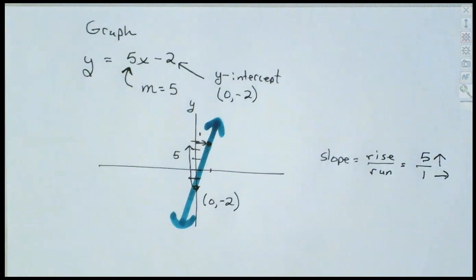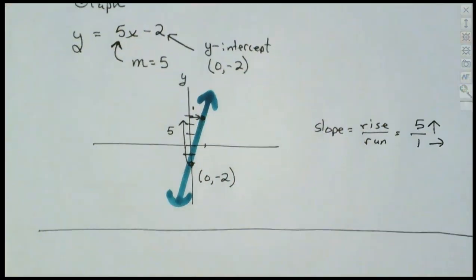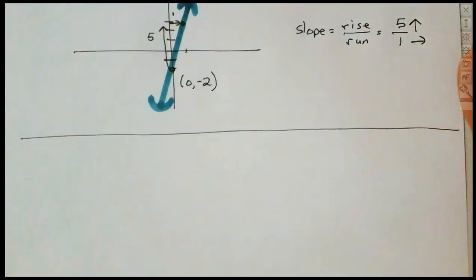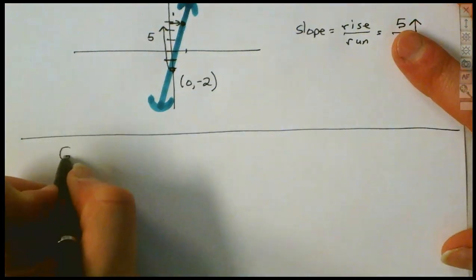That's how we graph one of those. Let's try another one. Now that one was already solved for y. If it's not solved for y, then you're going to have to solve it for y. So let's try and graph this one.